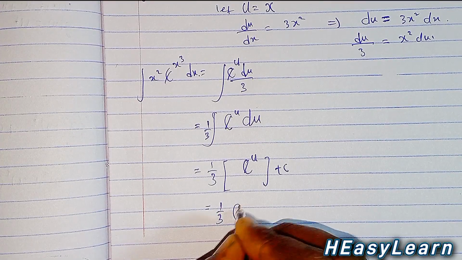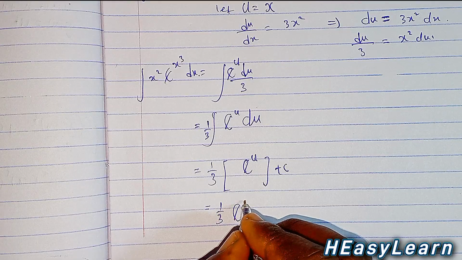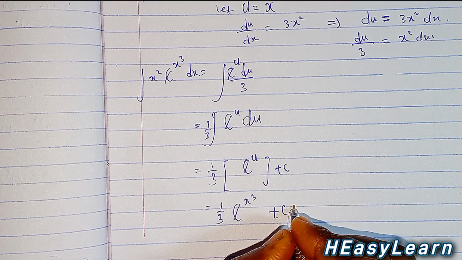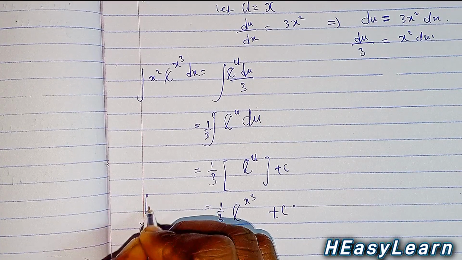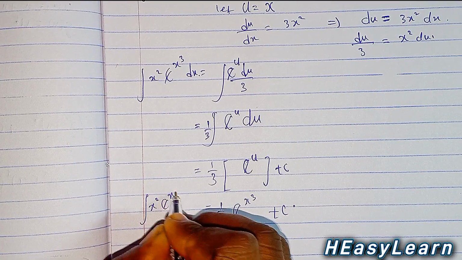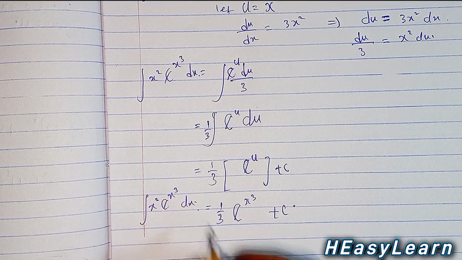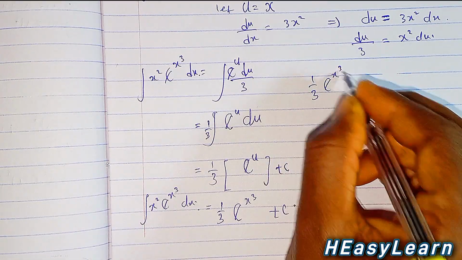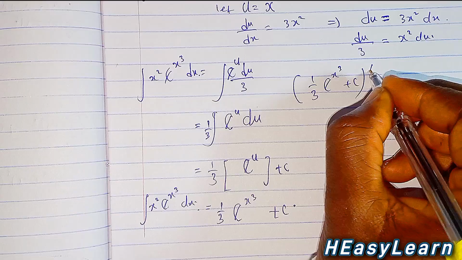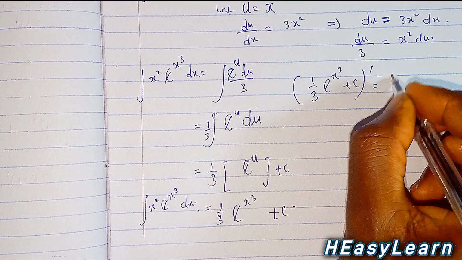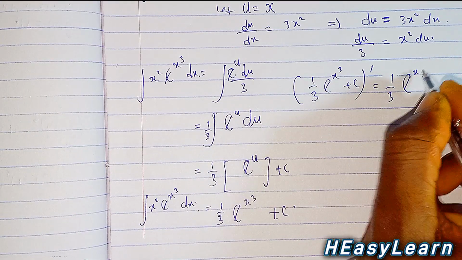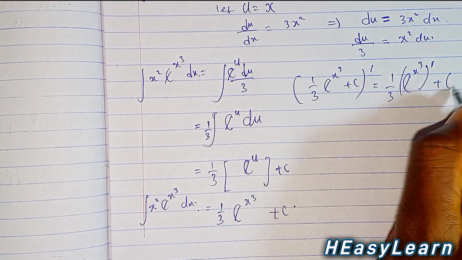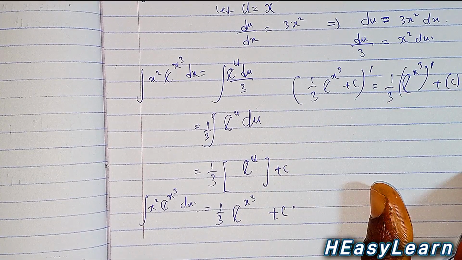1 over 3 exponential u is equal to exponential x to the power of 3 plus c, the constant of integration. So the integral of x squared exponential x to the power of 3 dx is this. You can check. To check is to differentiate the antiderivative of this function. This is the same thing as 1 over 3 differentiate, because 1 over 3 is a constant, the constant c.